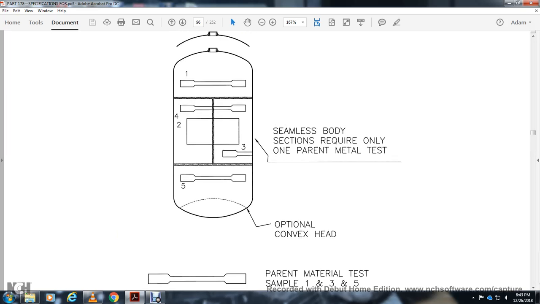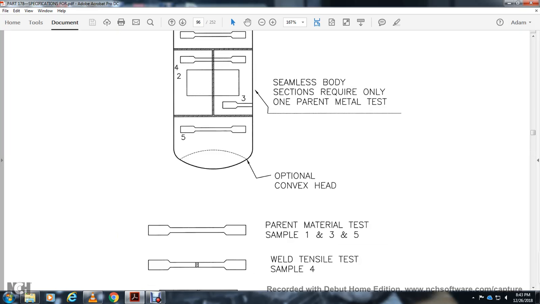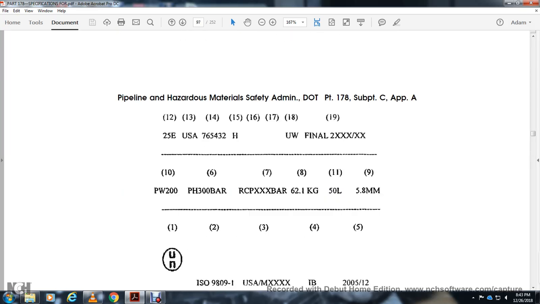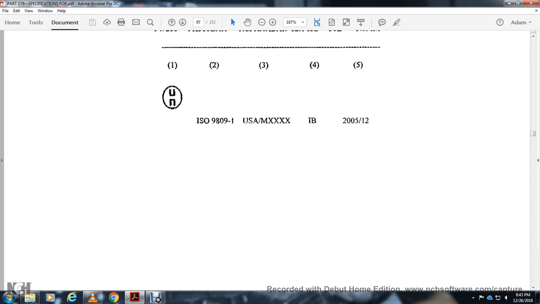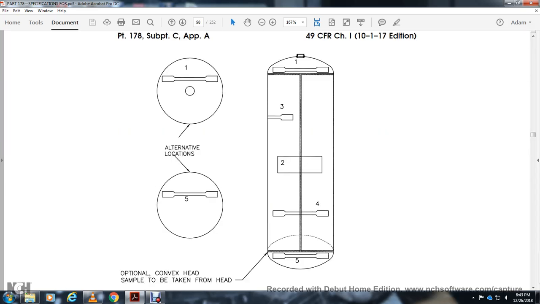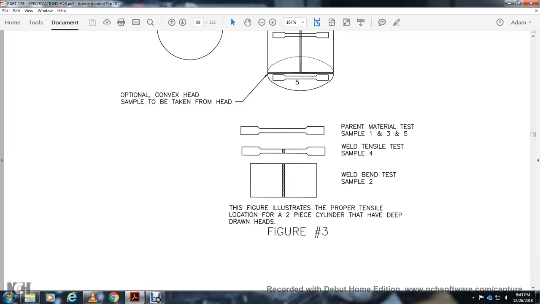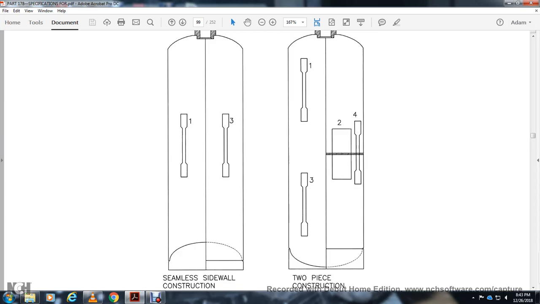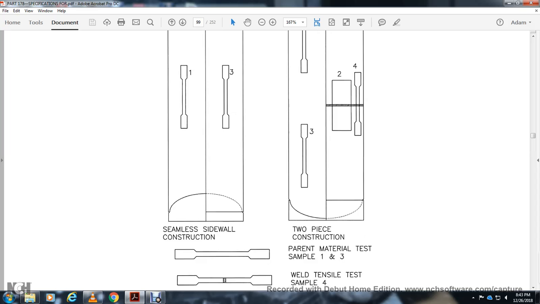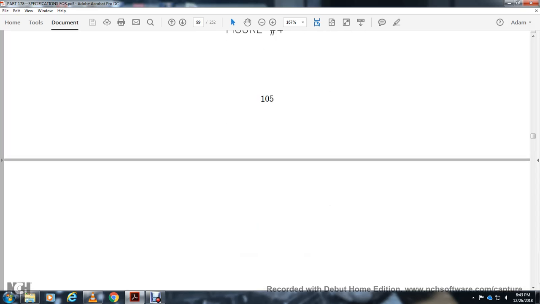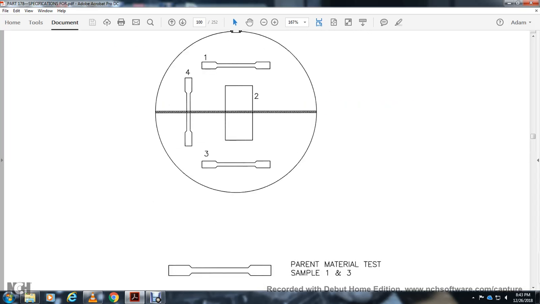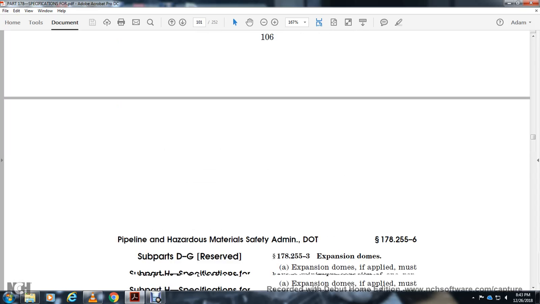And then it shows the seamless bodies requiring one parent metal test, optional parent metal tests, and welded tests. It shows the marking symbolization, alternative locations, optional convex sample head, parent material samples 1 and 2, and 1, 3, and 5, welded tensile strength set 4, welded bend test. More of these: seamless side construction, two-piece construction. Parent material, welded tensile test, welded bend test. Parent metal material test sample 1, 2, and then figure 5.